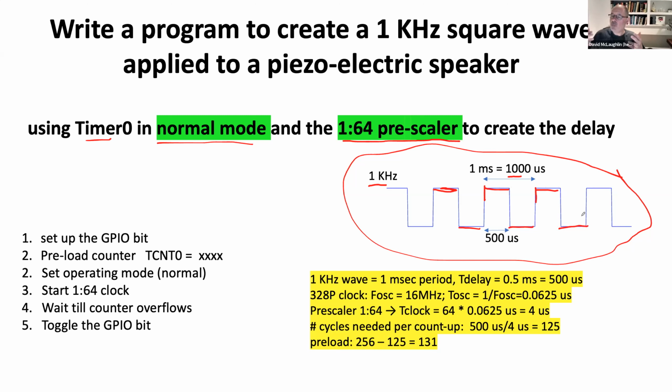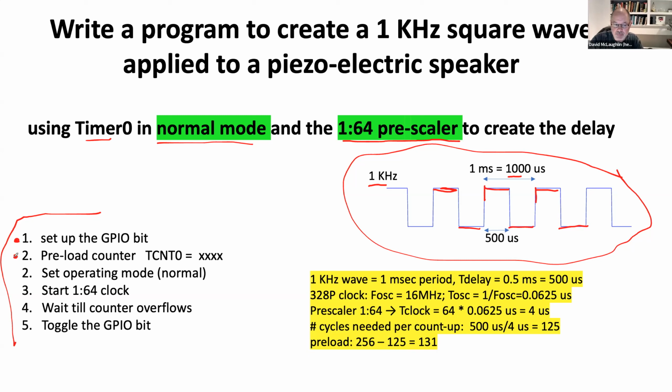So our job now in coding is to build a counter that'll count up 500 microseconds, and then we'll toggle. So here's our pseudocode over here on the left. We're going to choose which GPIO bit we want, and we'll hook that up directly to the piezo speaker, because that piezo speaker will happily take a TTL square wave 0 to 5 volts, and that's what's going to come out of our GPIO. So we'll set that as an output bit.